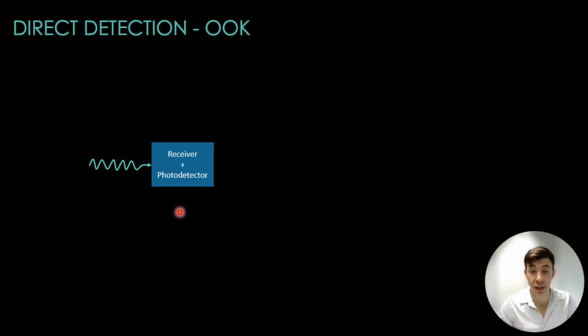Afterwards, we have the photodetector, which is the heart of the receiver. It converts incoming optical signal photons into an electrical voltage V(t). This conversion is directly proportional to the intensity of the received light.